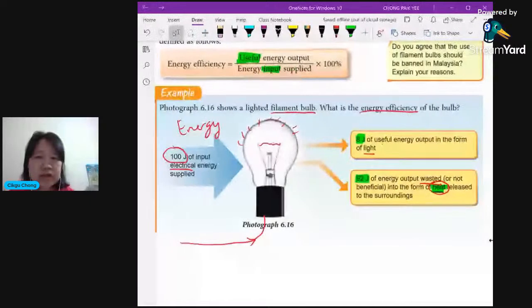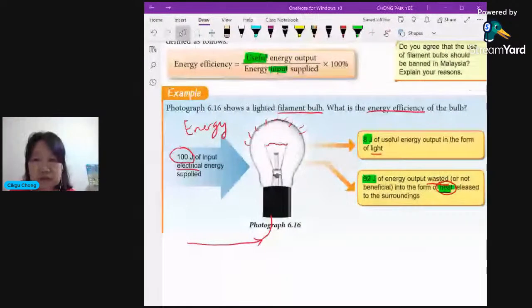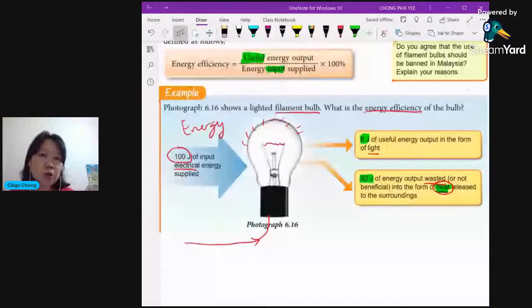I give the bulb 100 joule, and it only uses 8 joule to produce light, whereby 92 of the joule has already turned into something else, which you can't really use. Is it an efficient bulb or not? Yes or no? No. Good. Not effective. Correct, because you look at the figure and look at the number.